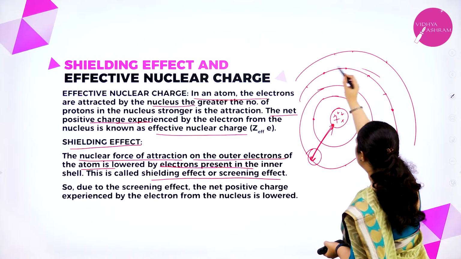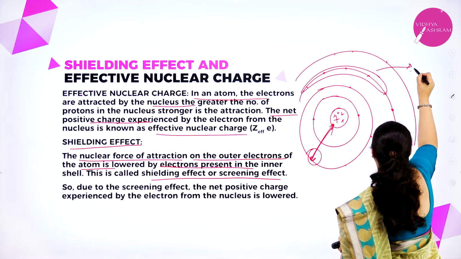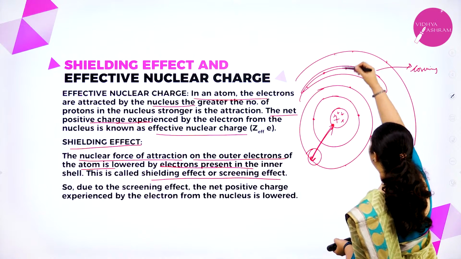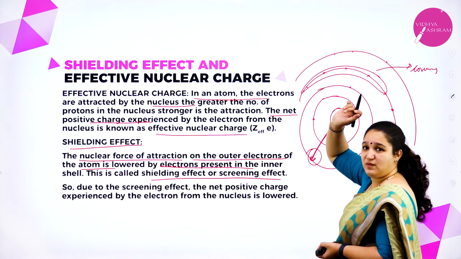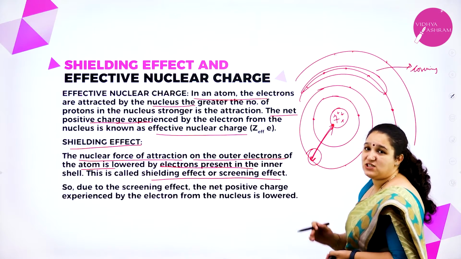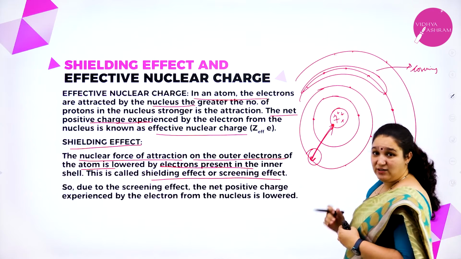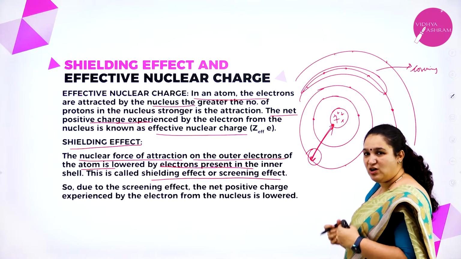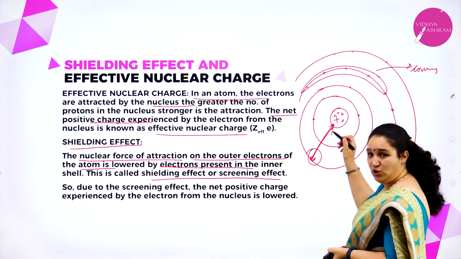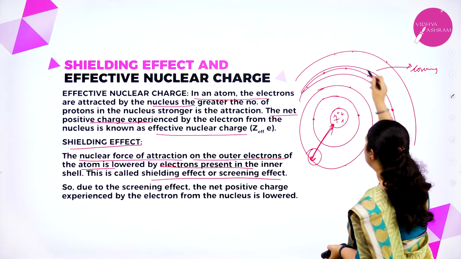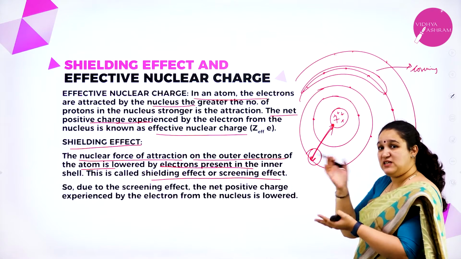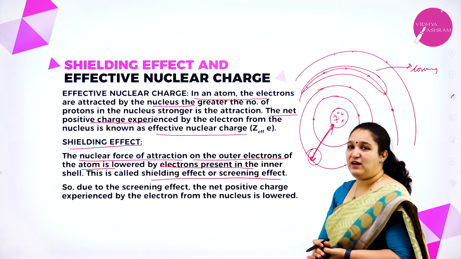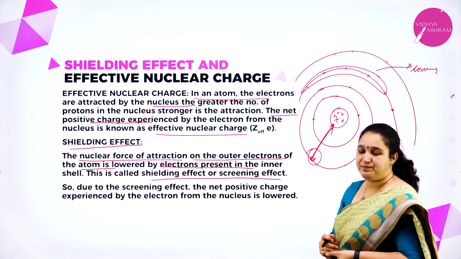These inner electrons are shielding or covering the electrons which are present outside. This effect is called the shielding effect. The outermost electrons will experience a little less effective nuclear charge, or a little less attraction towards the nucleus, because of the electrons which are covering them or shielding them, which are present inside in the inner orbital. This is called the screening effect or shielding effect.